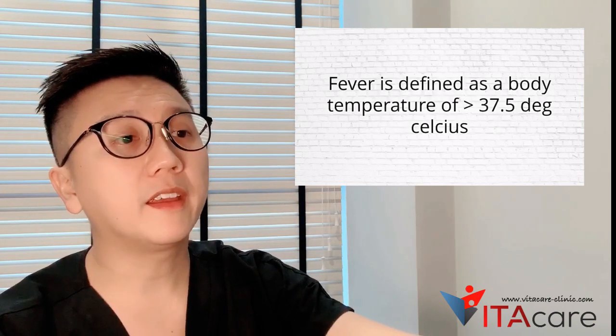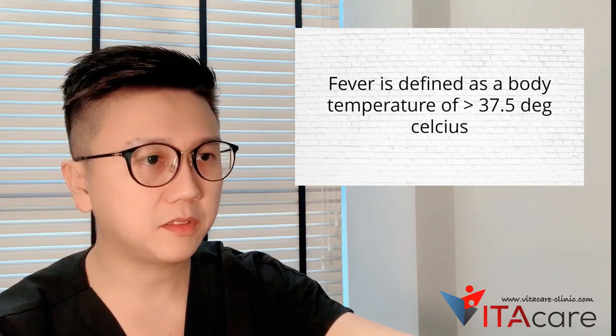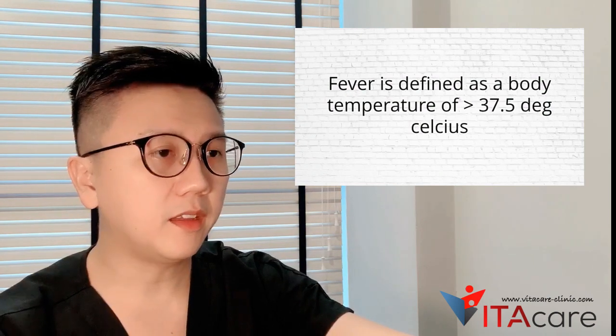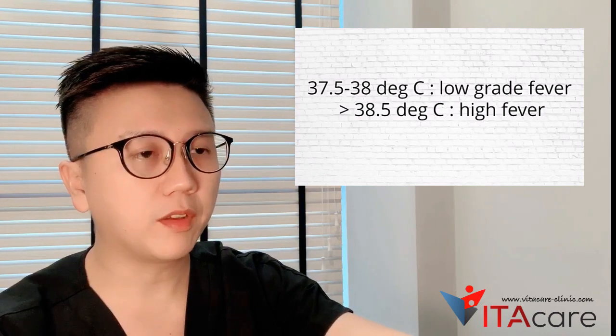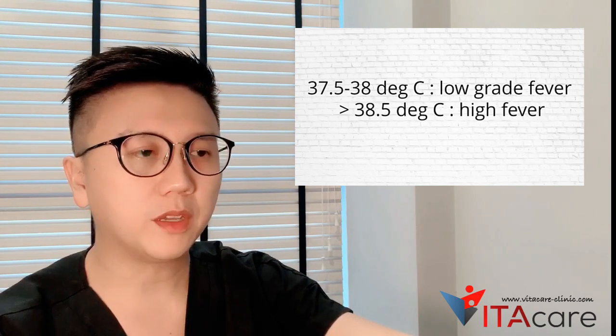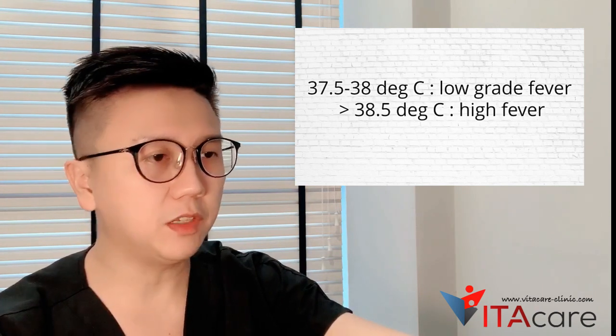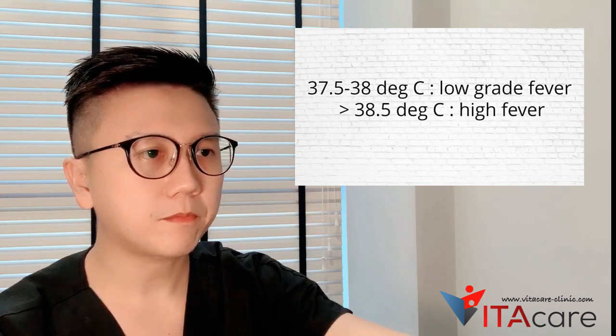Fever is defined as a body temperature of more than 37.5 degrees Celsius. We can divide it into a low-grade fever, which is between 37.5 to 38 degrees Celsius. Or it could be a high fever or a high-grade fever when it's more than 38.5 degrees Celsius.